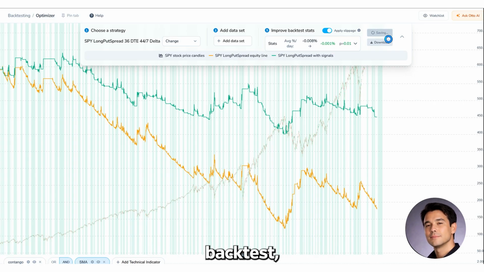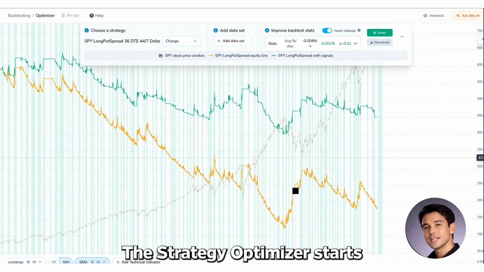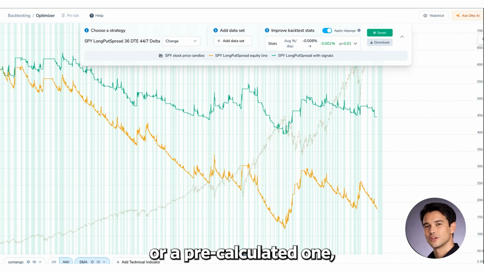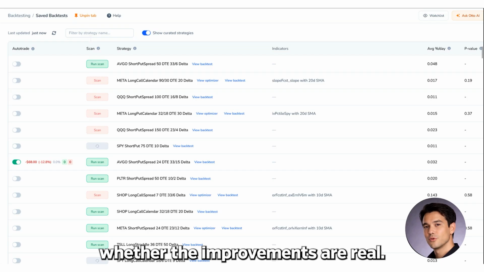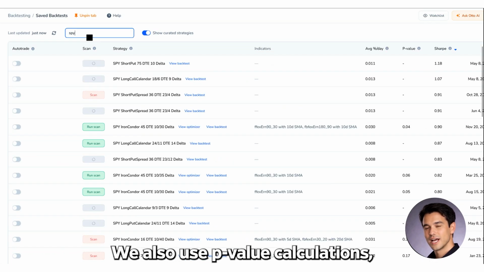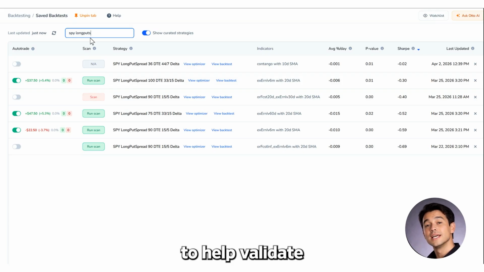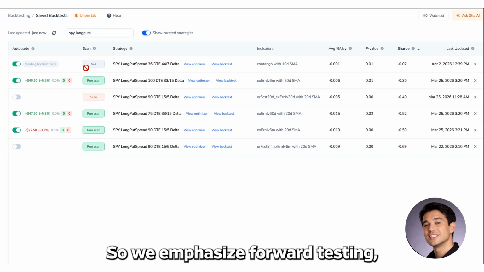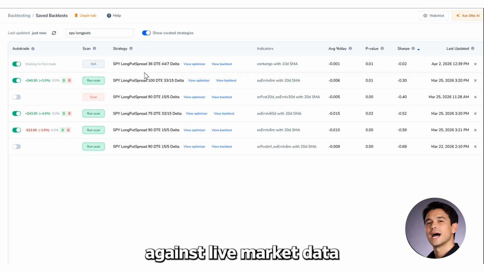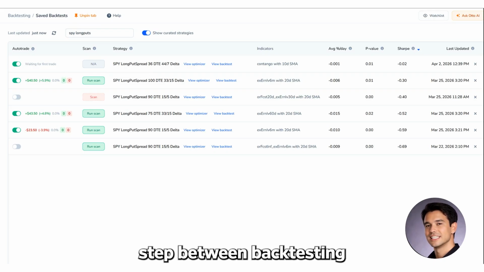Once you've identified a promising backtest, optimization is where we turn it into something more robust. The strategy optimizer starts with a saved backtest or a pre-calculated one, then lets you add indicators and entry and exit rules, and validate whether the improvements are real. We also use p-value calculations, permutation testing, and 10,000 modified Monte Carlo simulations to help validate that performance improvements are not just random. Even rigorous backtests still look backward, so we emphasize forward testing, running a strategy in real time against live market data without risking capital as an out-of-sample validation step between backtesting and deployment.